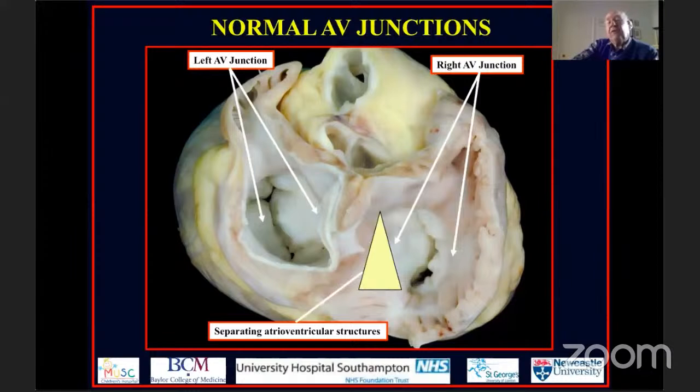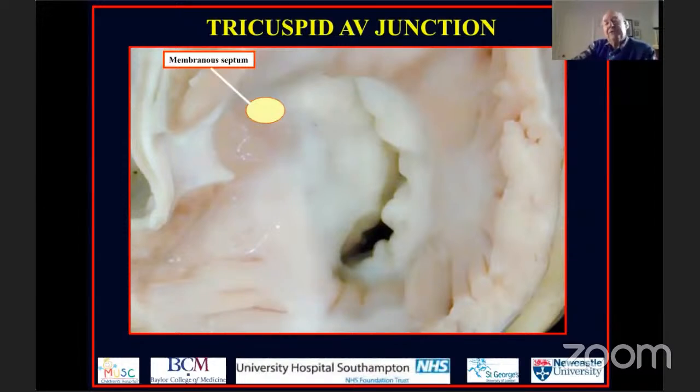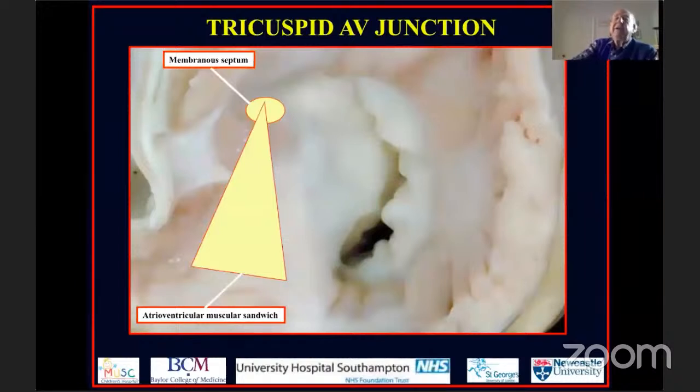And you see that I've pictured those in the form of a triangle with its apex pointing upwards. So let's enlarge the area of the right atrioventricular junction. And we find that at the apex, that triangular component of the separating structures, we find the membranous septum. And then the triangle itself represents the atrioventricular muscular sandwich. And there is fibroadipose tissue within this sandwich forming the tissues of the inferior pyramidal space.